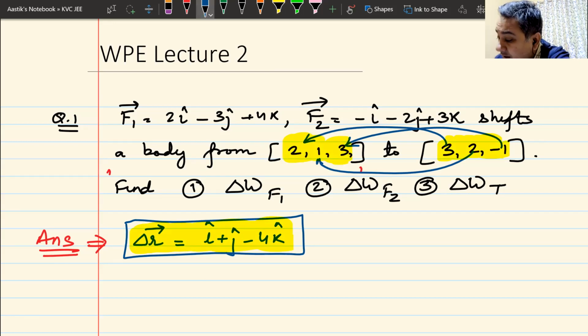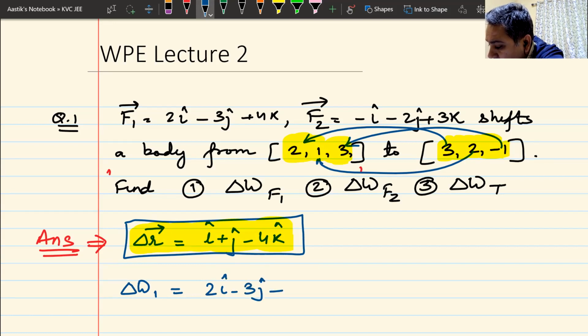Now you can go ahead and find the work done by the force F1. I will write it as work done by 1. Work done by 1 will be F1 dot with displacement. F1 is 2i minus 3j plus 4k. It has to be dotted.